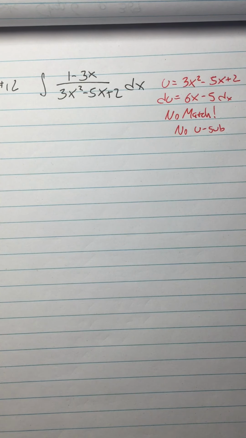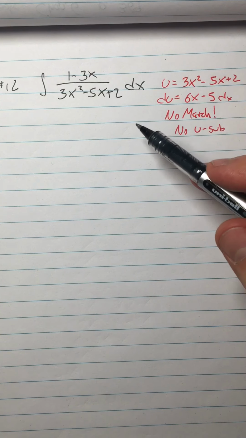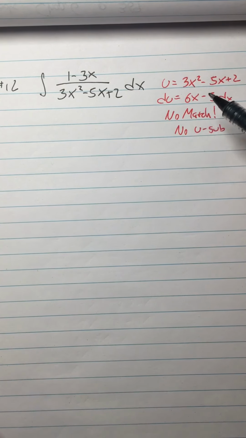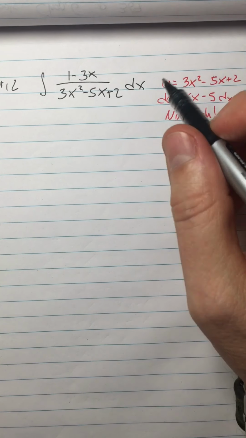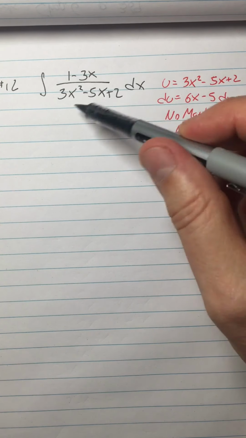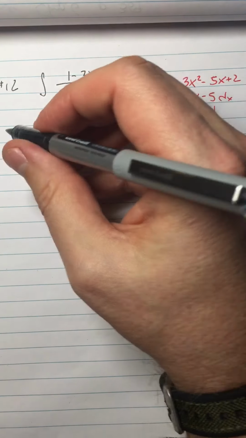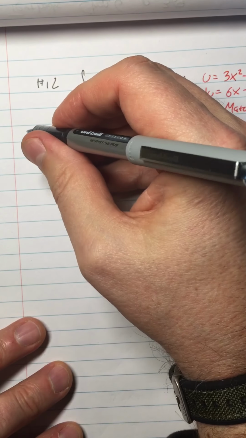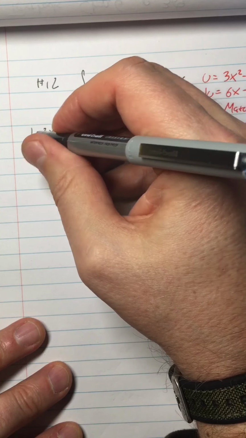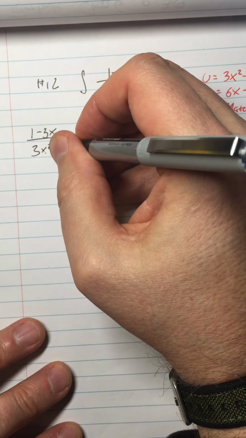Now, once we've decided that we can't do a u sub, the next thing is, can I factor the denominator? And by the way, if you can't, there's a whole other thing we've got to do, but that's for 2 days from now. So what we're going to do now is, oh, I can factor that. So let's look at the factors. So let's just look at 1 minus 3x over 3x squared minus 5x plus 2.